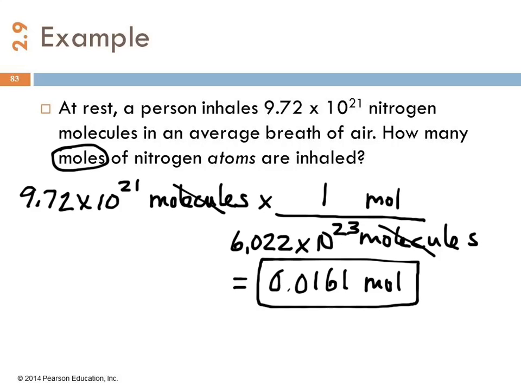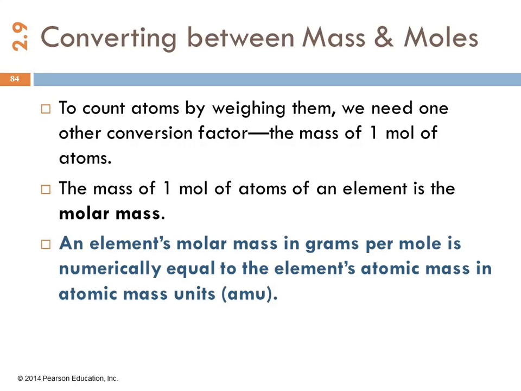Conversions with Avogadro's number are important in chemistry. So knowing the relationship between moles and number of atoms doesn't solve our problem of being able to count atoms by weighing them. We still need another conversion factor. We need to know the mass of a mole of atoms. The mass of a mole of atoms is called the molar mass. Molar mass is the mass of a mole. Atomic mass is the mass of an atom.